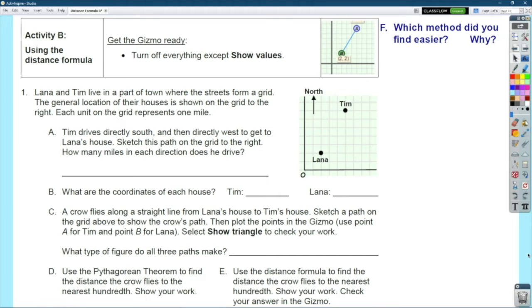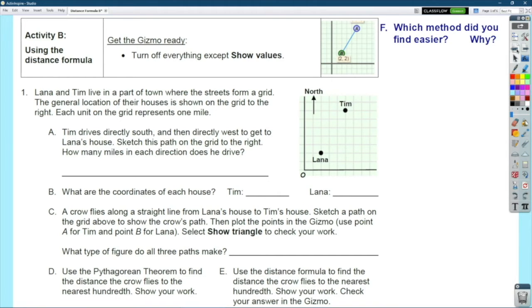So Lana and Tim live in a part of town where the streets form a grid. The general location of their houses is shown on the grid to the right. Each unit on the grid represents 1 mile. Tim drives directly south and then directly west to get to Lana's house. Sketch this path on the grid to the right.